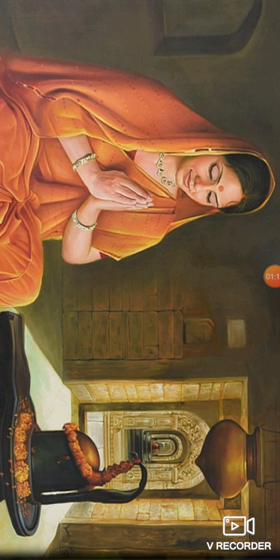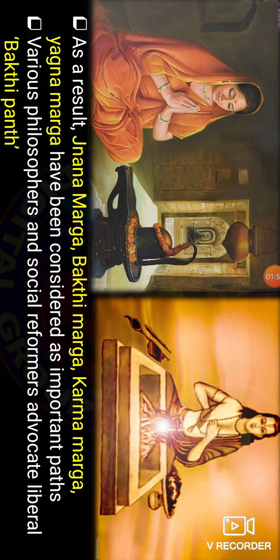So the Bhakti movement is an important feature of medieval India. Bhakti has found an important place in the traditions of India, in religious and spiritual thought. In the tradition of India, various paths to attaining moksha have been advocated. As a result, Jnana Marga, Bhakti Marga, Karma Marga, and Yajna Marga have been considered important paths by the various philosophers and social reformers who advocated them, like Bhakti.